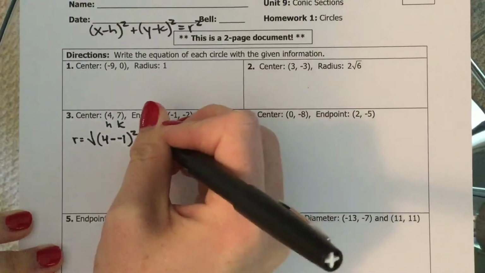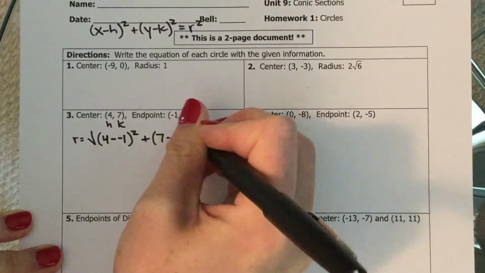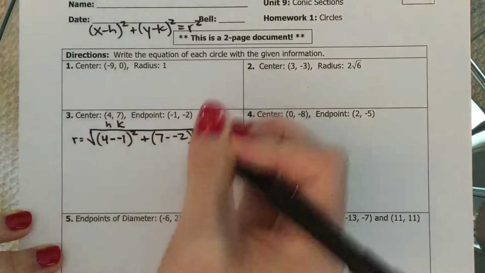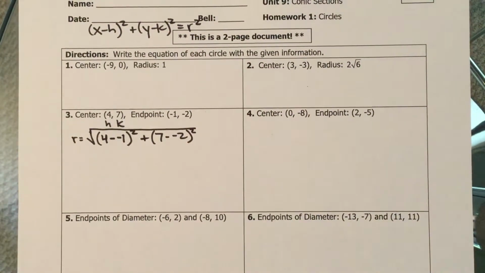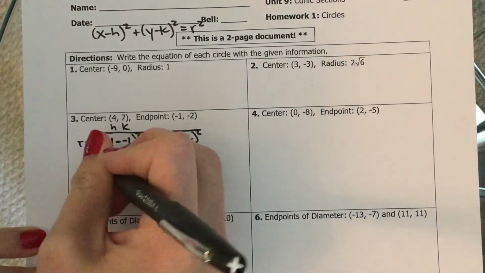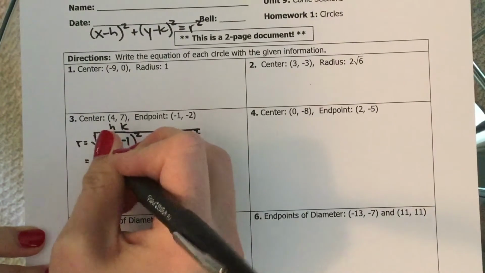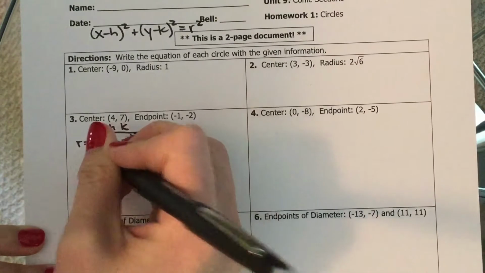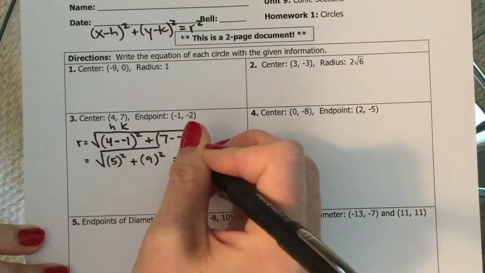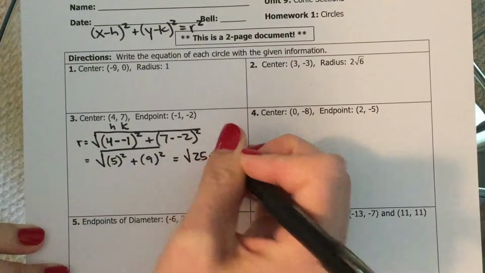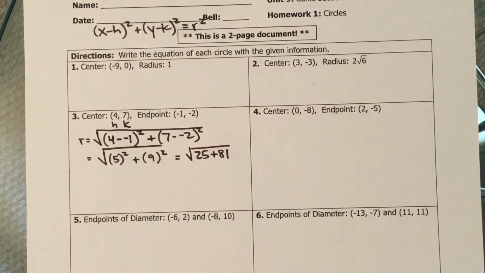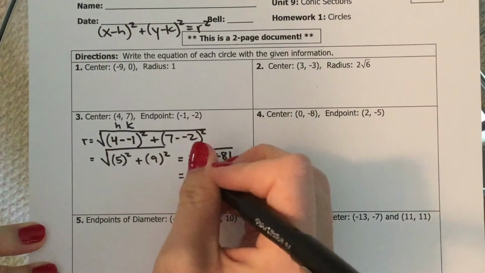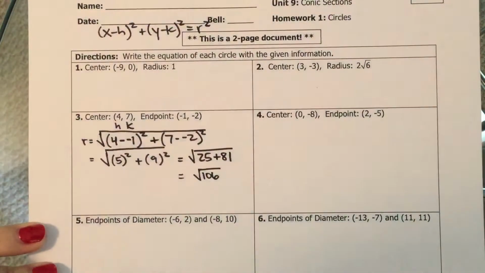Plus, and then subtract the y's, 7 minus -2, squared. We're just going to simplify this until we figure out what the value of the radius is. So we have, in parentheses, 4 minus -1 would be 5 squared, plus 7 minus -2 is 9 squared. So I have 25 plus 81 underneath my square root. When I add that together, I get 106, underneath the square root. So that tells me what my radius is, right?